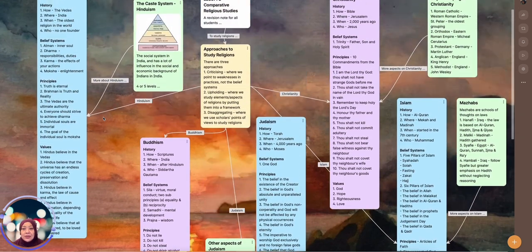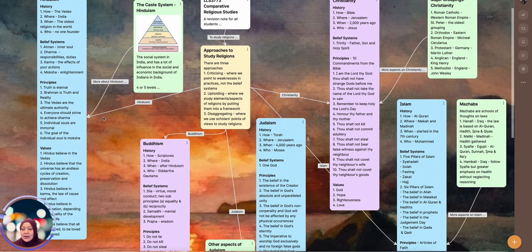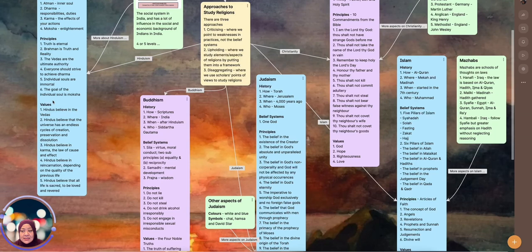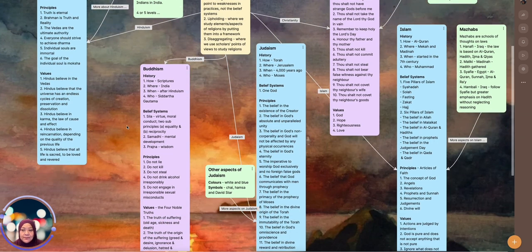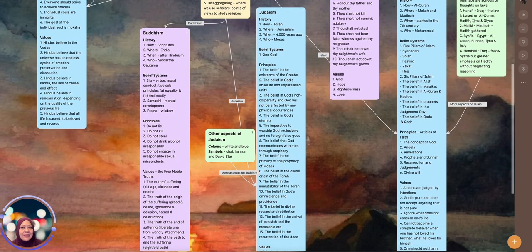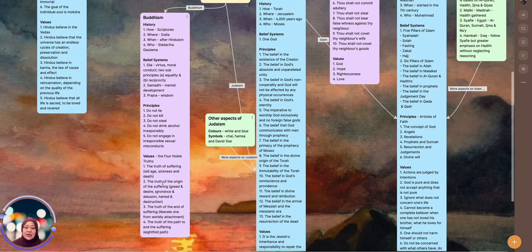And for Hinduism, can we go back to Hinduism? Only for the belief systems do you have to explain or arrange according to the sequence. For the rest, it's okay. It's still acceptable for you to explain, let's say for values, number 6 first or number 5 first. But only for the belief system, in order. For Buddhism, the belief system and the values, which are the Four Noble Truths. All right.